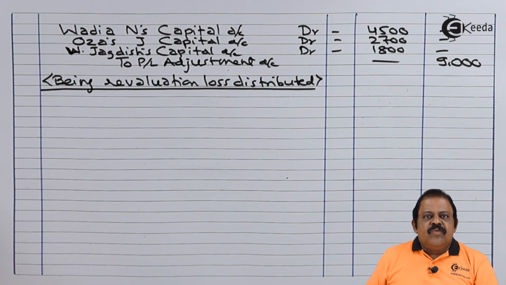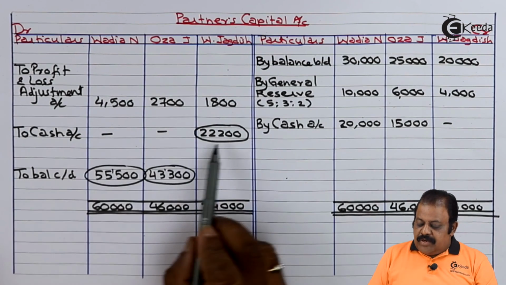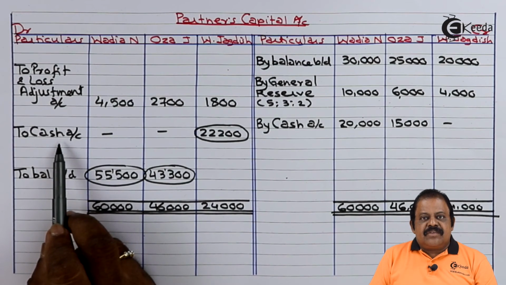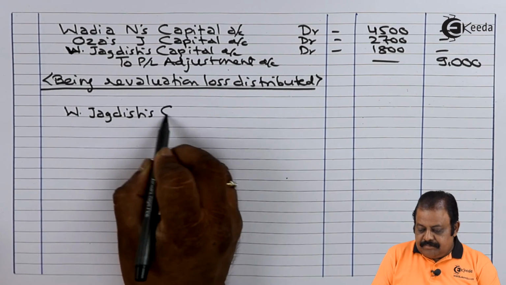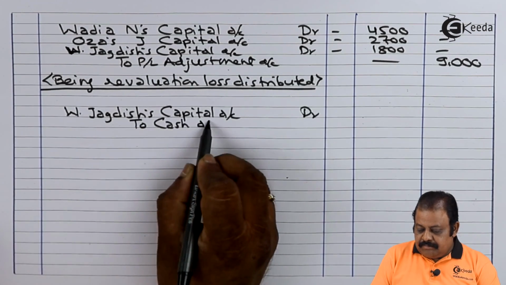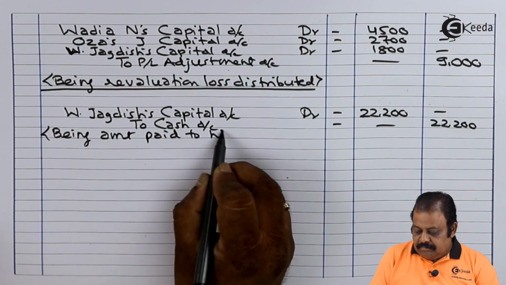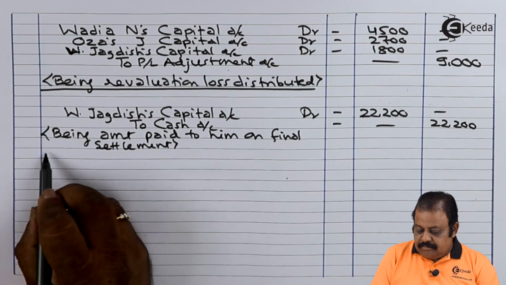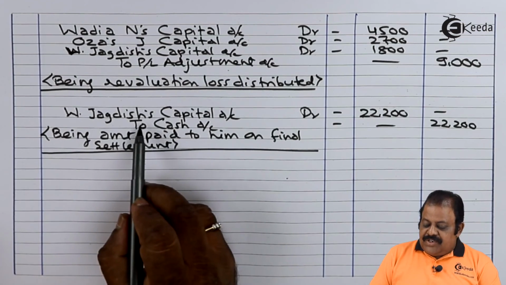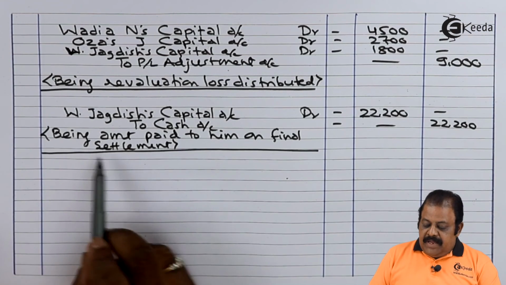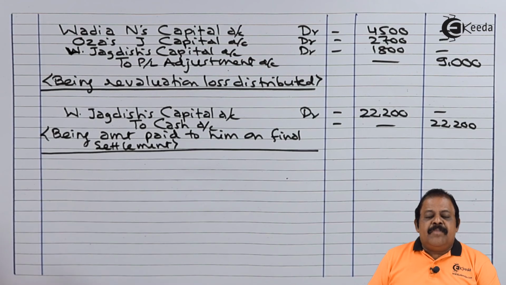Last entry for making payment of Jagdish capital and other dues. Jagdish capital account is showing balance 22,200 payable to him, which is paid in cash. Jagdish capital account debit 22,200 to cash 22,200, being amount paid to him on final settlement.